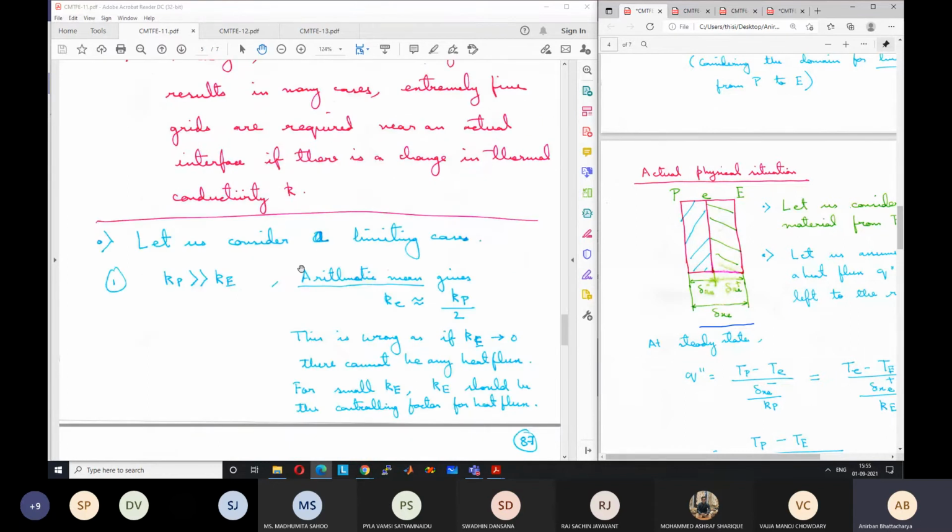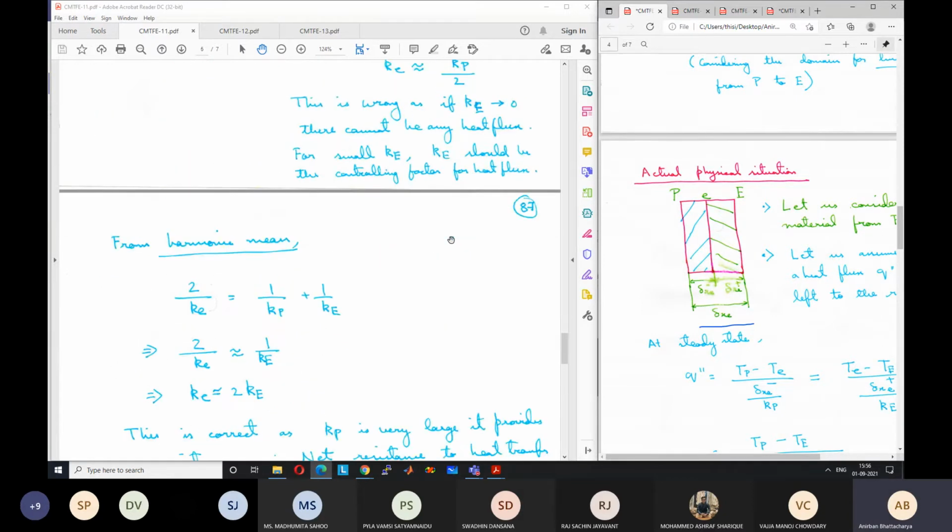But what will be the case in real life? If one of the materials is an insulator, the overall heat flux will be 0, or very near to 0. So the insulator actually governs the heat flux. That's why this arithmetic mean is wrong. If Ke tends to 0, there cannot be any heat flux. For small Ke, it should be the controlling factor, not Kp. But here Ke is not the controlling factor. So in this case, the arithmetic mean totally fails.